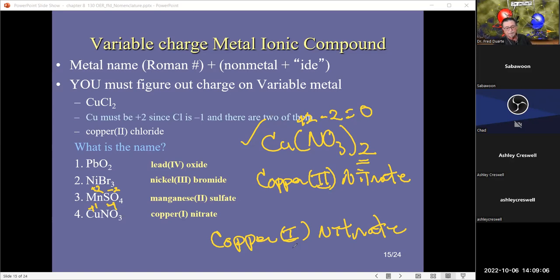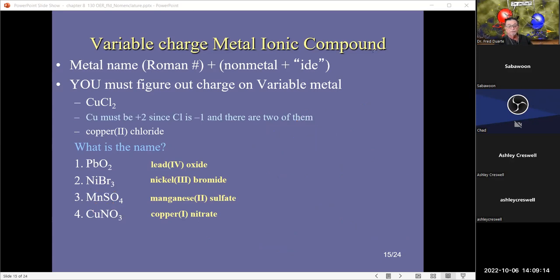And as I mentioned before, prior to this Roman numeral system, it used the endings cupric and cuprous, and that was very ambiguous at times. So Roman numerals kept it simple here, straightforward.